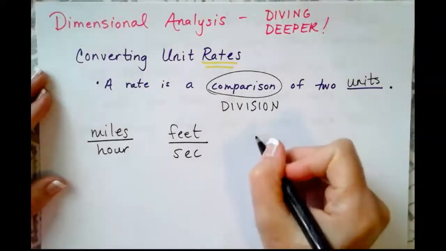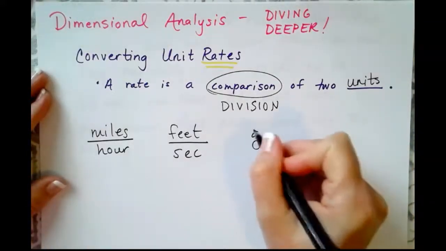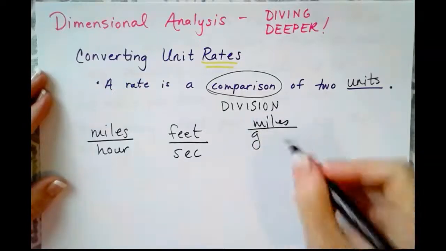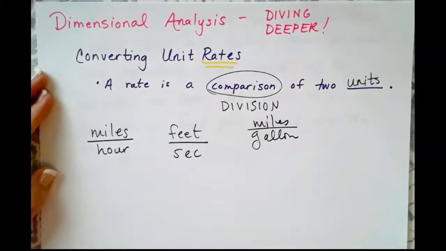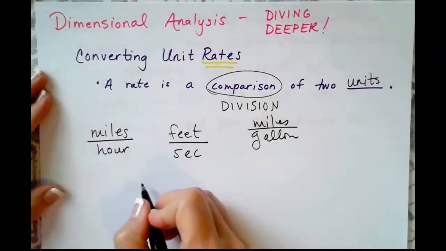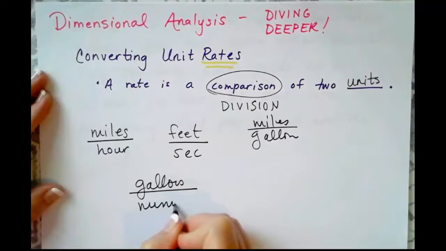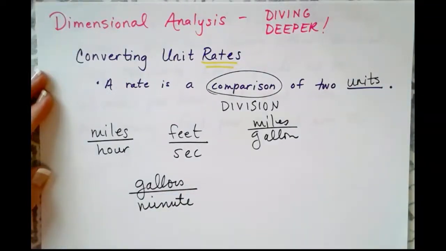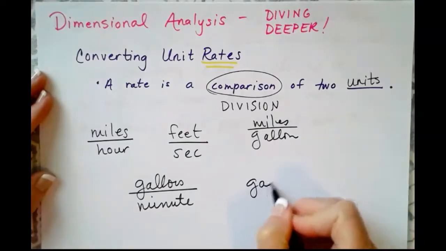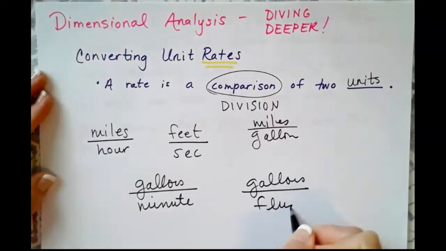Maybe we might think about, I wrote it upside down, miles per gallon. We think about that when we're buying cars. We want to know how many miles per gallon of gas a car might get. Crazy enough, if you drive a fire truck, you want to know how many gallons per minute a fire truck could pump water. You want to think about that when you are filling your swimming pool, or if you are buying a new toilet at Home Depot, you want to know how many gallons per flush.